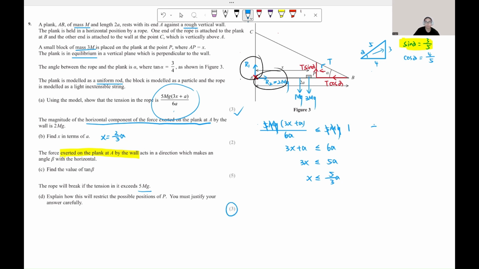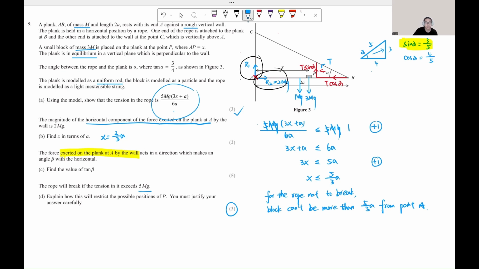This will give you 1 mark, and then the working out will give you another mark, and you need another for the final statement. You just say, for the rope not to break, then the block cannot be more than 5 over 3 a from point A. Then the question is done.